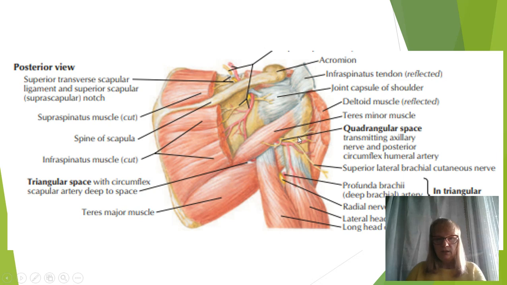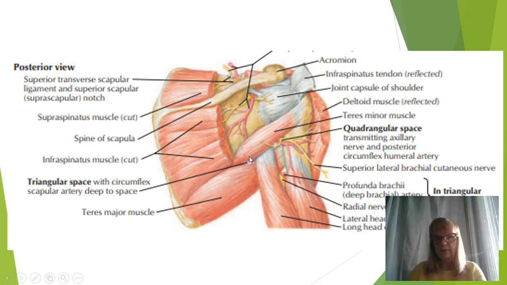So on the image, you see the back, the shoulder. This one is the scapula, spine of the scapula, acromion, supraspinatus, infraspinatus muscle, teres minor, teres major. There you see two heads, the lateral head and long head of the triceps, and two visible foramen, the trilaterum and quadrilaterum. Through the trilaterum, from the axillary cavity, exits the circumflex scapular artery.